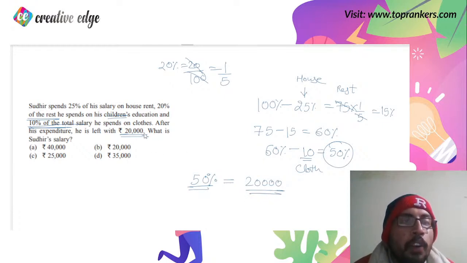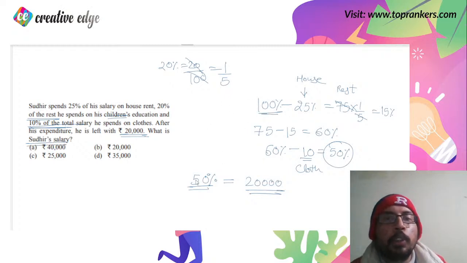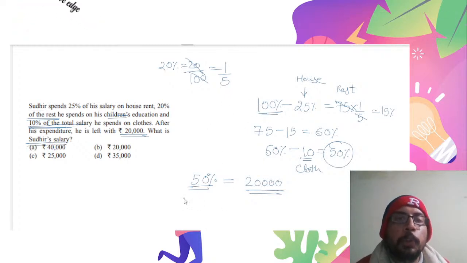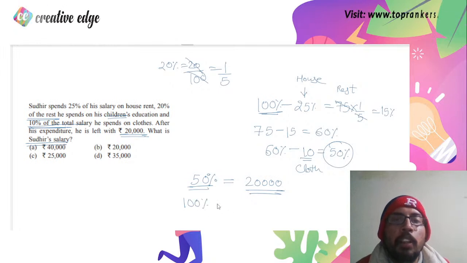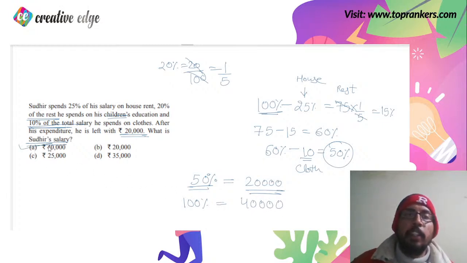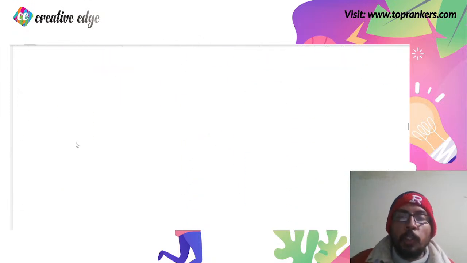So you have to find what is Sudhir's salary. Sudhir's salary was 100%. So 50% is 20,000. So 100% is going to be double of 20,000, that is 40,000. So our correct answer would be A, right? Now let's move on to the next question.